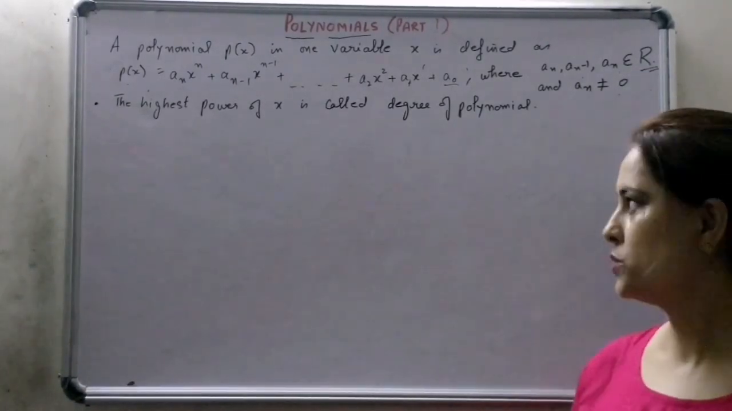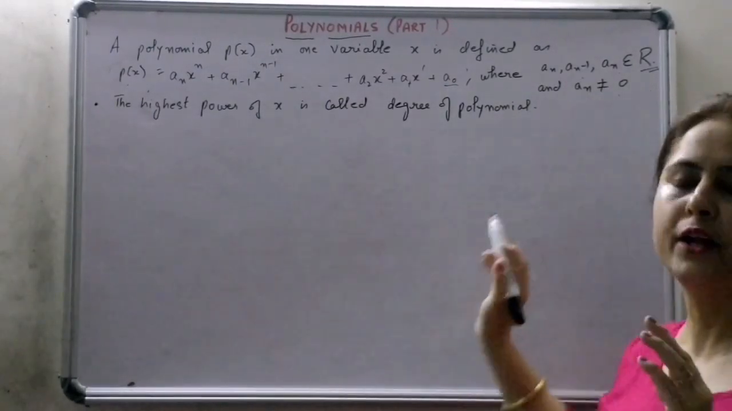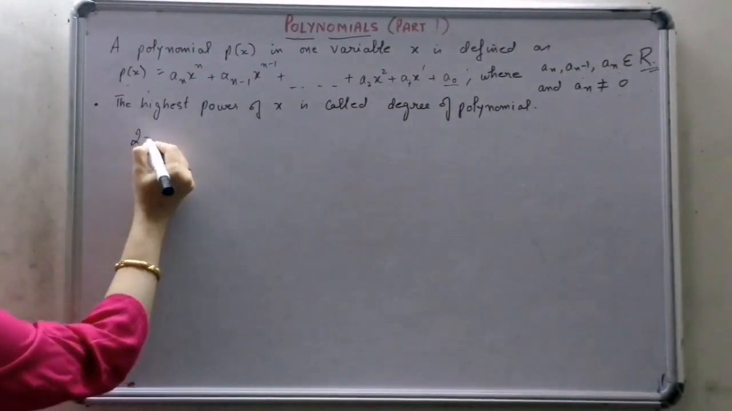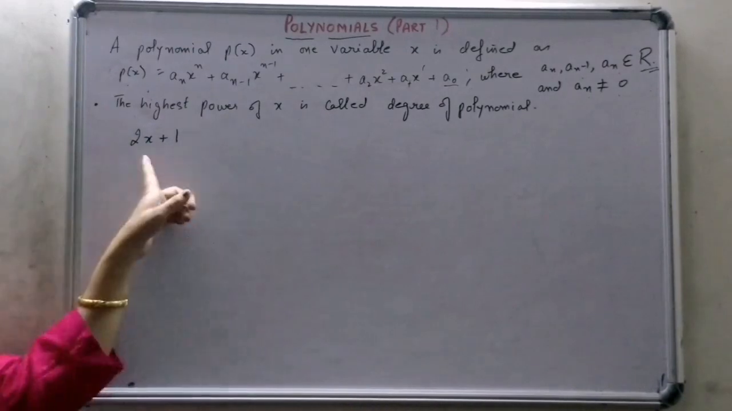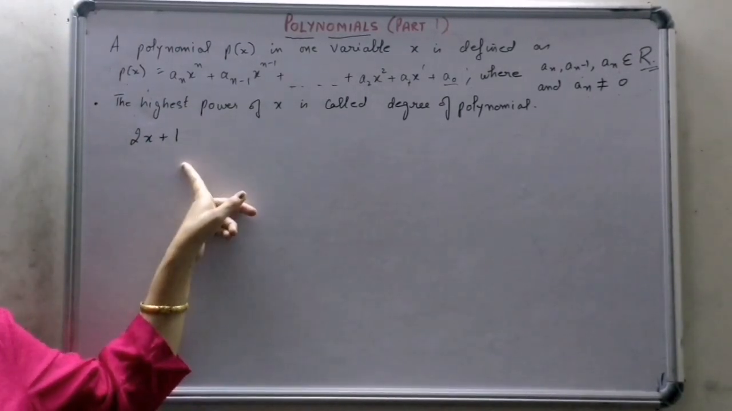Now the most important part, the highest power of x is called the degree of the polynomial. For example, let's take up this polynomial 2x plus 1. Here the highest power of the variable, that is x, is 1. So this is a linear polynomial.